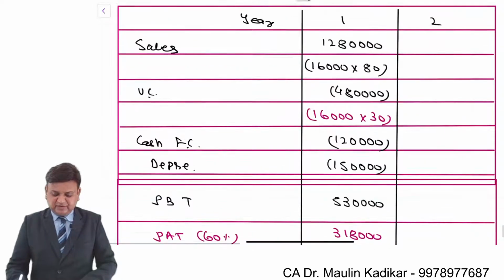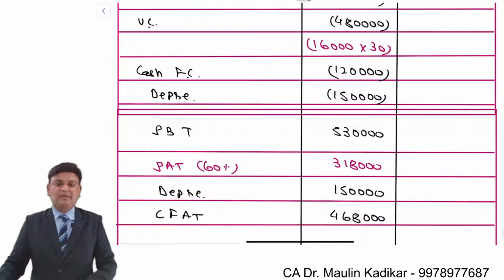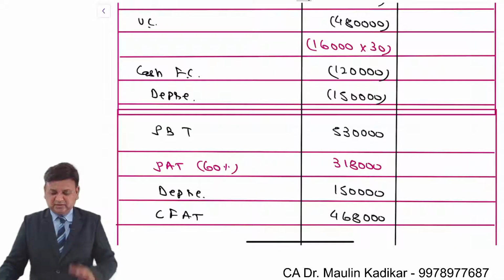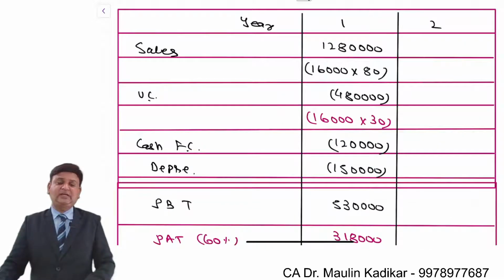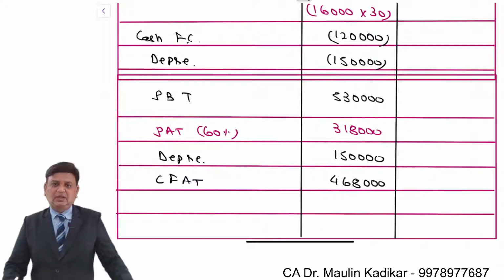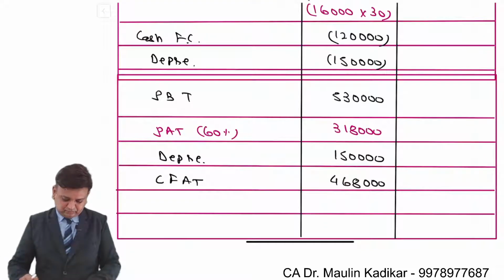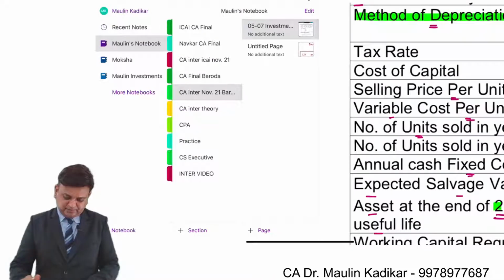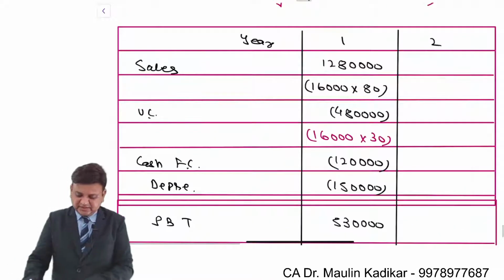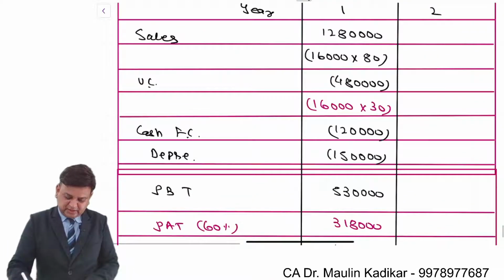This is the way CFAT will be calculated from year 1 to year 4, here for the first year. Try to calculate the CFAT for the second year on your own. We understand that depreciation is added to the profit after taxes because it is a non-cash item. For the second year, the sales quantity is 18,000, so it is 18,000 into 80.